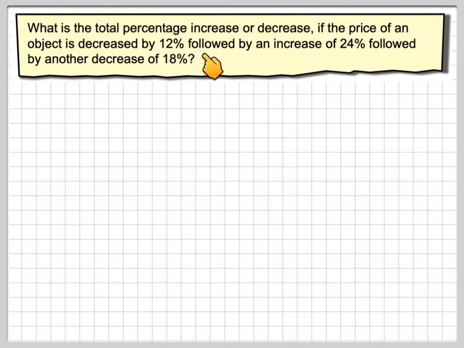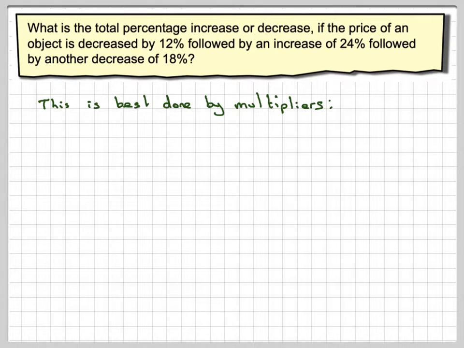What is the total percentage increase or decrease if the price of an object is decreased by 12%, followed by an increase of 24%, followed by another decrease of 18%? Okay, this is best done by using multipliers for representing an increase or decrease.